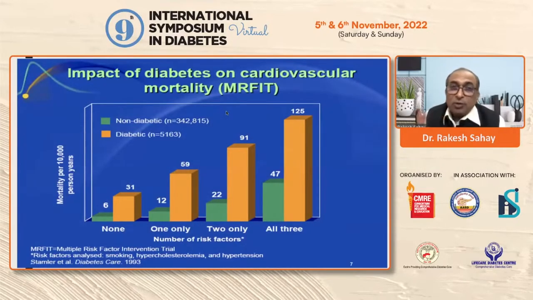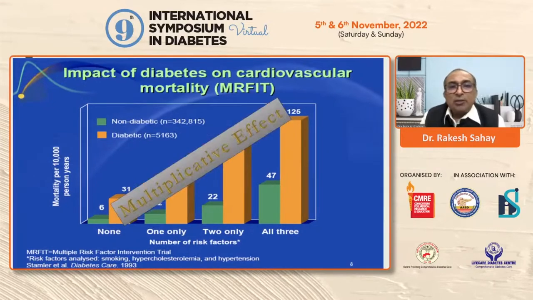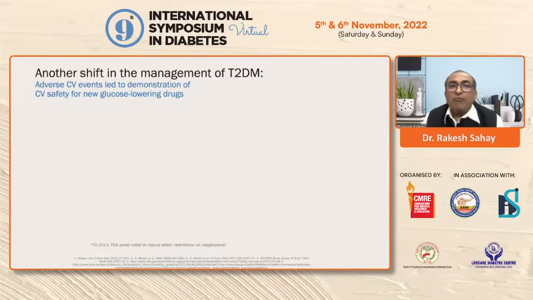And we have data from studies like the MRFIT trial, which has looked at the various risk factors and shown how multiple risk factors amplify the risk of mortality in patients with diabetes. So this is clearly seen. This is a very old study, and this has been the basis for understanding the cardiovascular risk factors in people with diabetes. It clearly shows that as the number of risk factors increases, the mortality from cardiovascular disease increases, and it is therefore necessary that we address these risk factors, which have a multiplicative effect on cardiovascular disease and cardiovascular mortality.